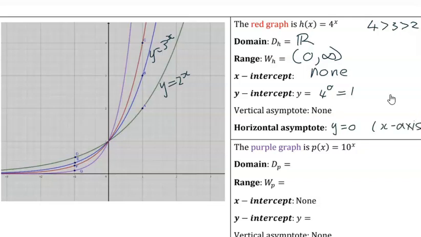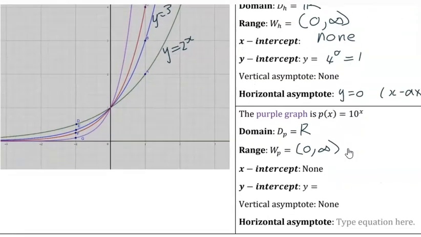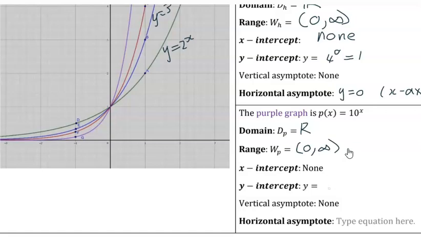And the same for the purple graph, which is a much bigger a value, 10. We have the domain, the real numbers. We have the range from 0 to infinity. We have no x-intercept, but we have a y-intercept at 10 to the 0, which is also 1. And we have a horizontal asymptote of y equal to 0, which is again the x-axis.